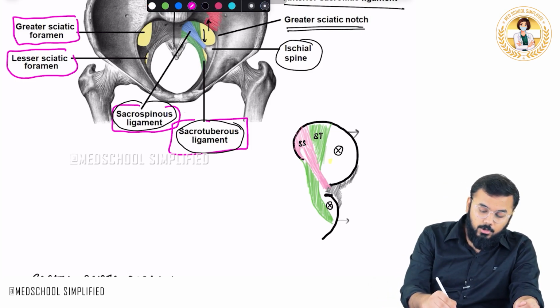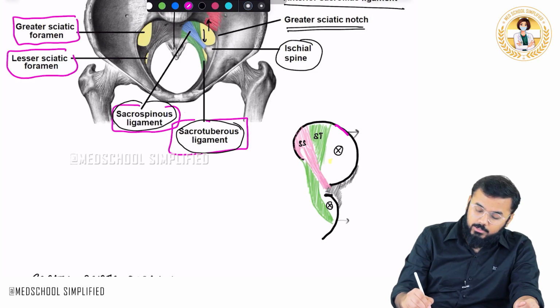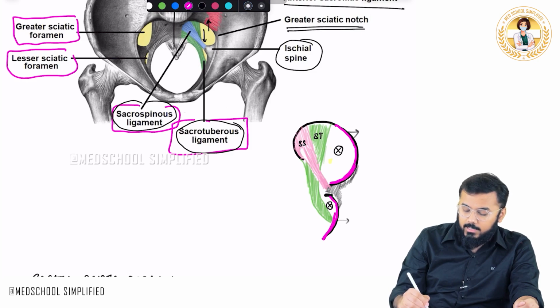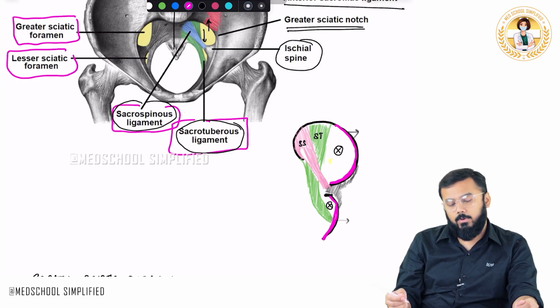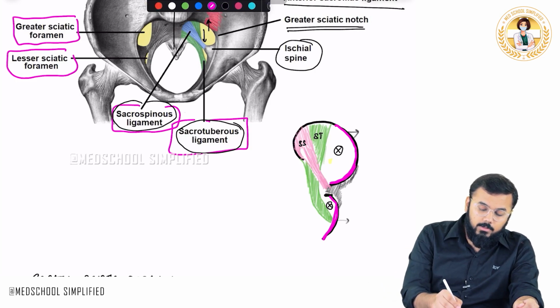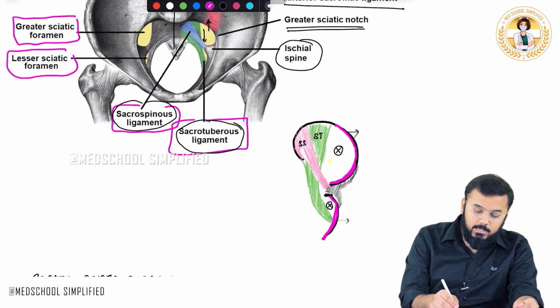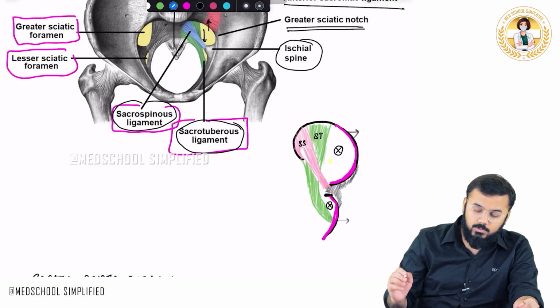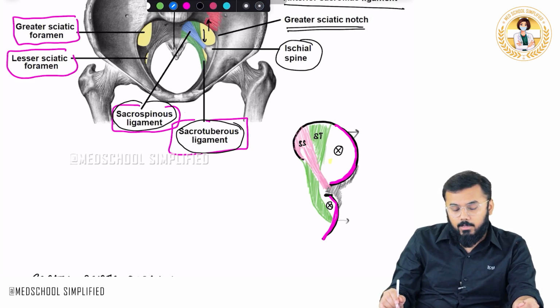Now, when it comes to the notches, this notch is called the greater sciatic notch, and this particular notch is called the lesser sciatic notch. Now, the borders, as we already discussed, we discussed a few important borders. One border we discussed was the superior border. Another border we discussed was the inferior border.